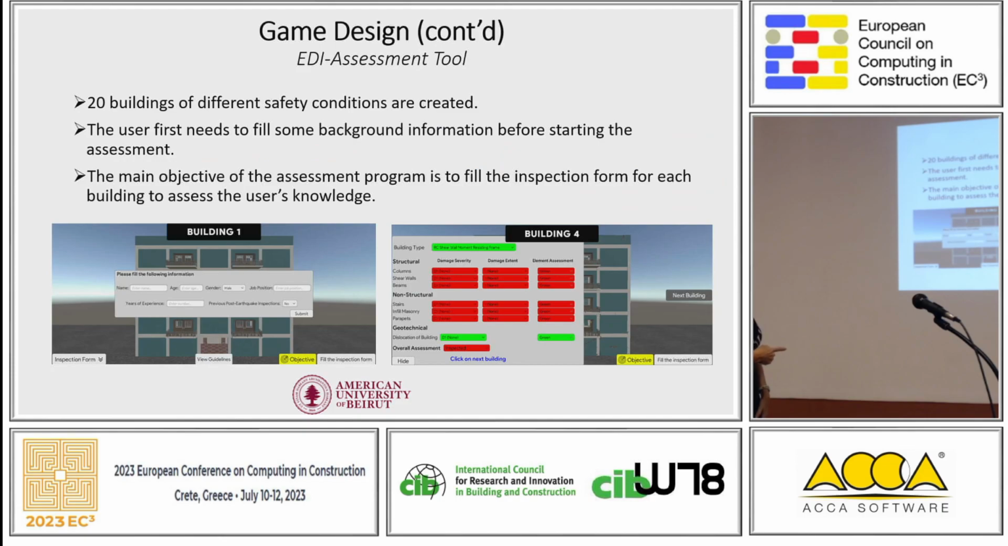So that's the assessment tool. Again, as I mentioned earlier on, there are 20 different buildings of various severity levels, and they'll have to assess them and fill out inspection forms. Then, depending on the scores of these inspectors, we'll ask them to go out on the site. Otherwise, they have to go over this game and get the training again because they're not ready yet.